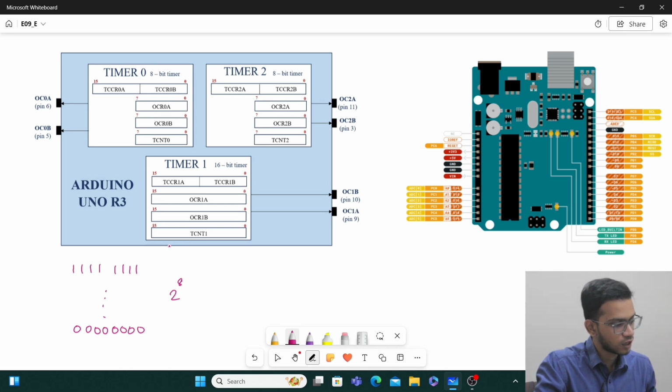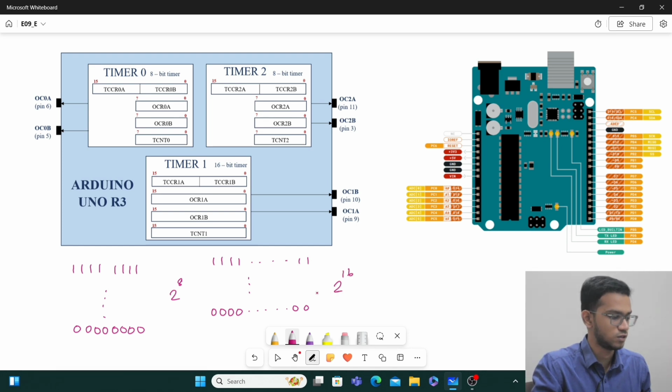And if you take a 16-bit timer, its counter register width is 16 bits. So it can count from 16 zeros to 16 ones. So it has 2 power 16 states, 2 power 16 count values. So this is how it is.